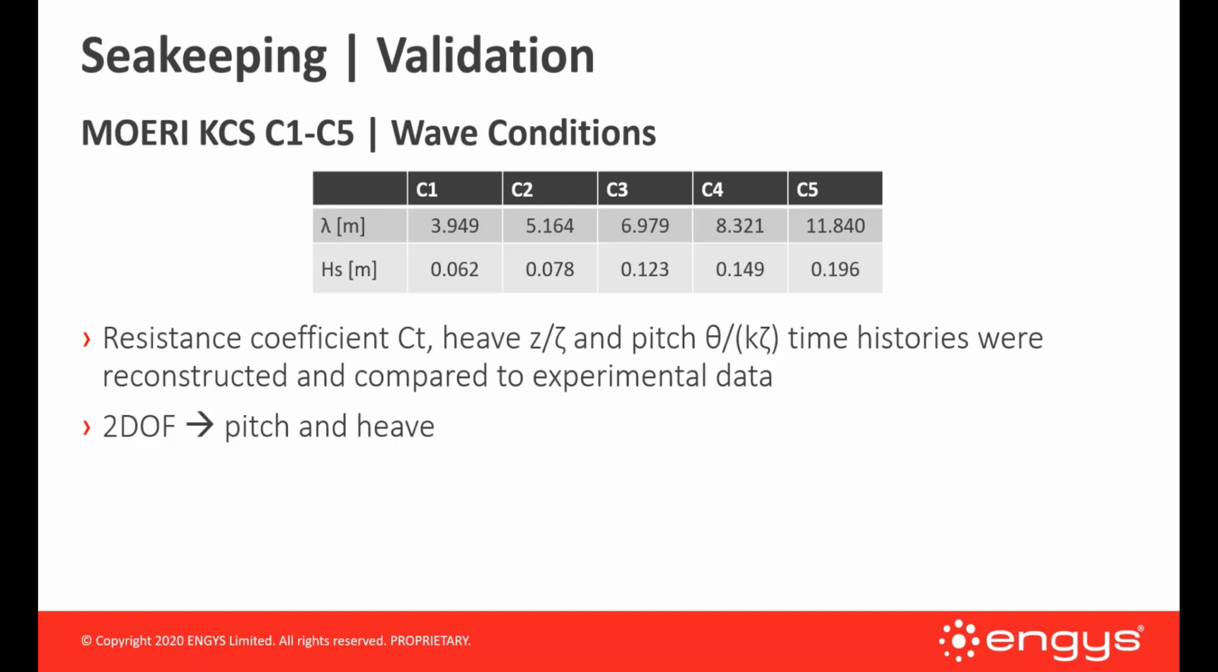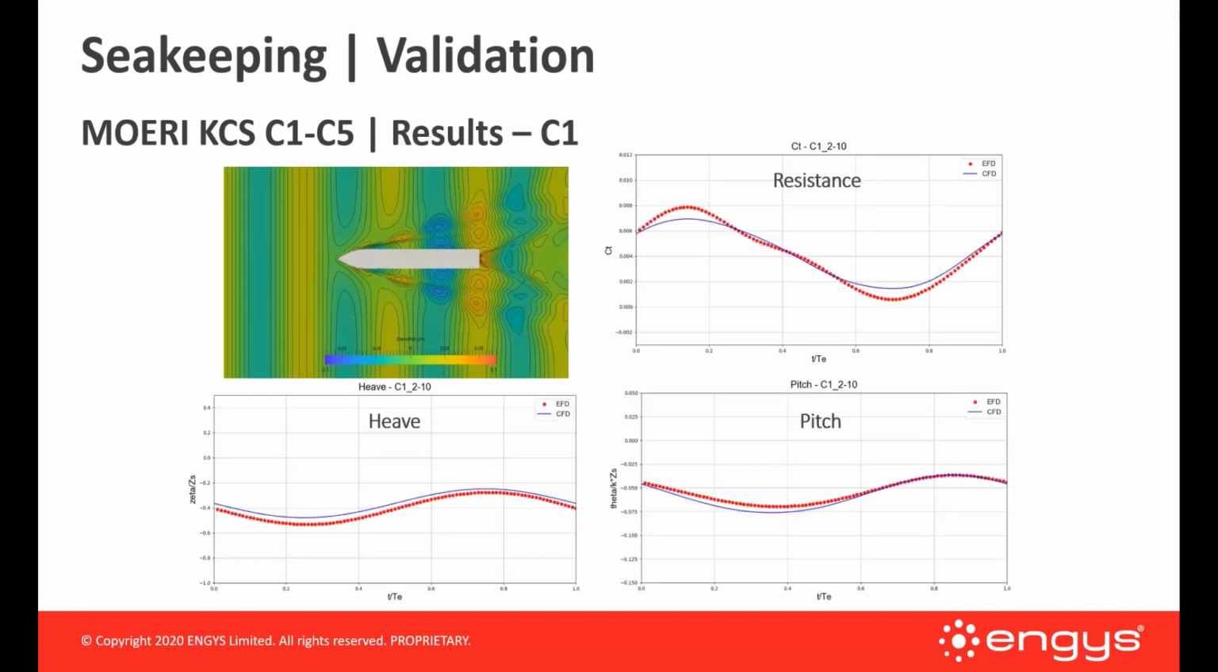For this purpose, we use a 2 degrees of freedom version of the solver. So we allow pitch and heave motions, and showing just the C1 and C5, so the shortest wavelength. Here, the C1, you can see the wave elevation now, and how this compares to the hull length. We have resistance in blue for CFD, in red we have the experiments, then at the bottom we have heave and pitch motions, and you can see there is a good correlation with the experimental measurements.